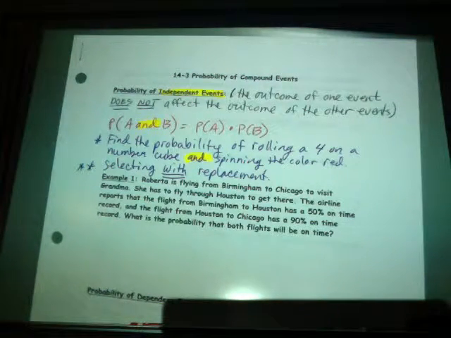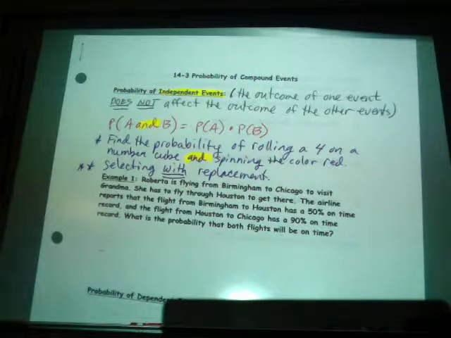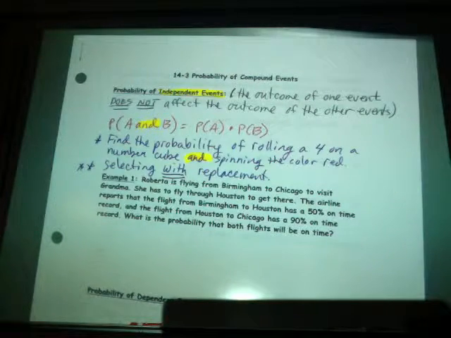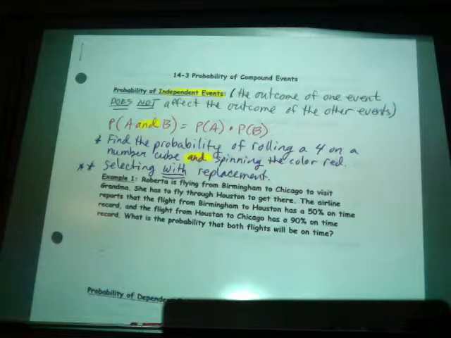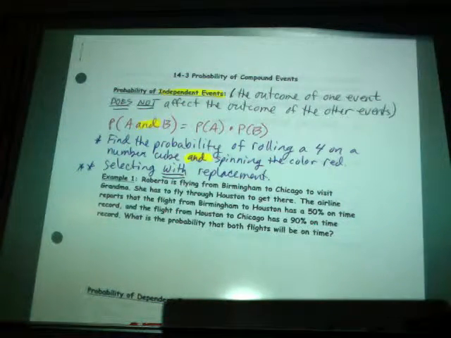And if I have 10 marbles in the bag, and I have 3 white marbles in that bag, what's the probability of selecting a white marble out of that bag? 10 white marbles, 10 total marbles. I'm sorry, 3 white marbles, 10 total marbles. What's the probability? 3 out of 10.